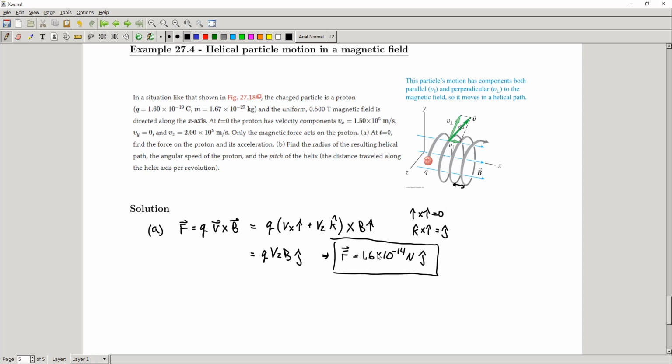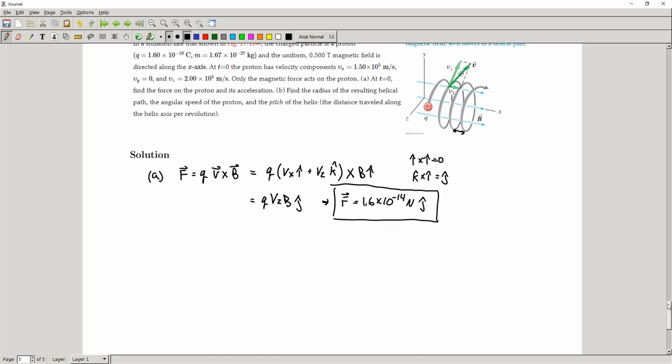We're also asked to find the acceleration at that initial time t0 for the particle, and this is just a simple application of Newton's second law. F equals ma, which means that a is equal to F over m. We take the m that we're given up here and divide it through. If you do that, you end up with 9.58 times 10 to the 12 meters per second squared, again in the j hat direction, because F points in j hat, so a must point in j hat. So this is our a.